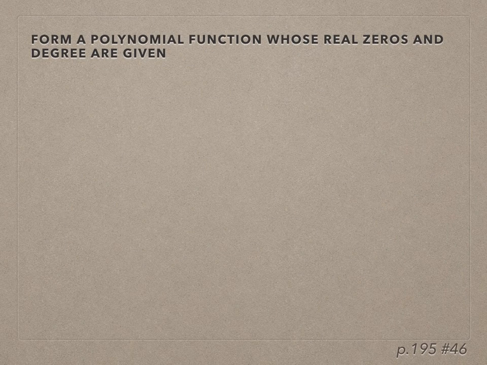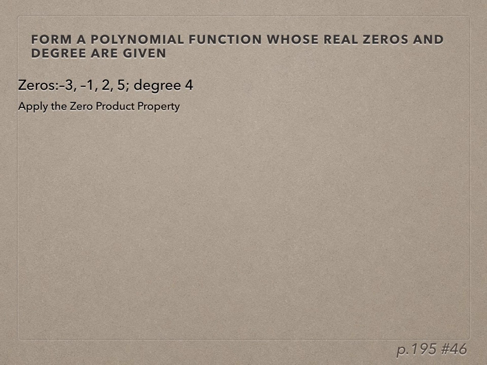So in our example here, we are given the zeros of a polynomial function as -3, -1, 2, and 5. So these are real numbers, right? So there are 4 places where this curve will intersect the x-axis. The degree of this polynomial function is 4. So we can apply the zero product property in reverse, and each of those zeros are the x values which will result in the function being 0.